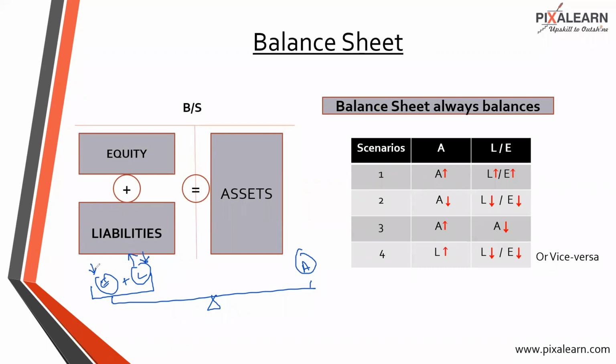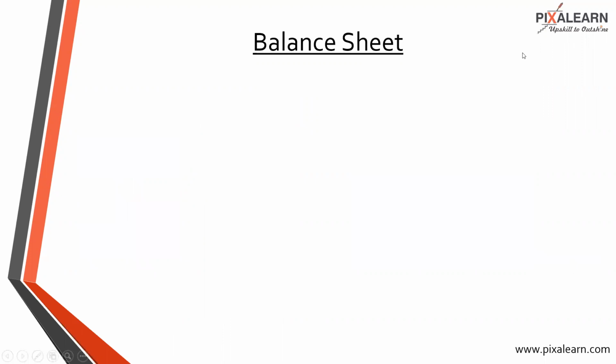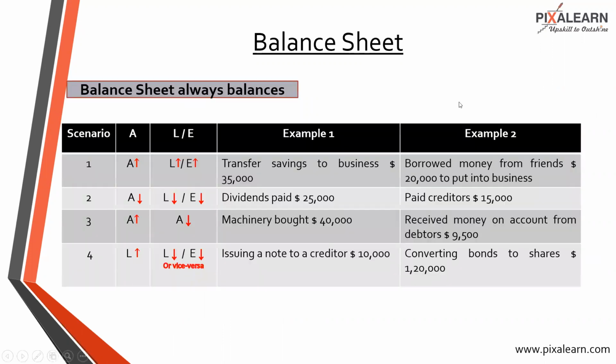So let's just take common examples in order to establish this point mathematically. Let's talk about the first case scenario, which is an asset going up. That means one side of the balancing wheel going up. The other side also has to go up in order for the equation to hold true. So let's look at the first example.